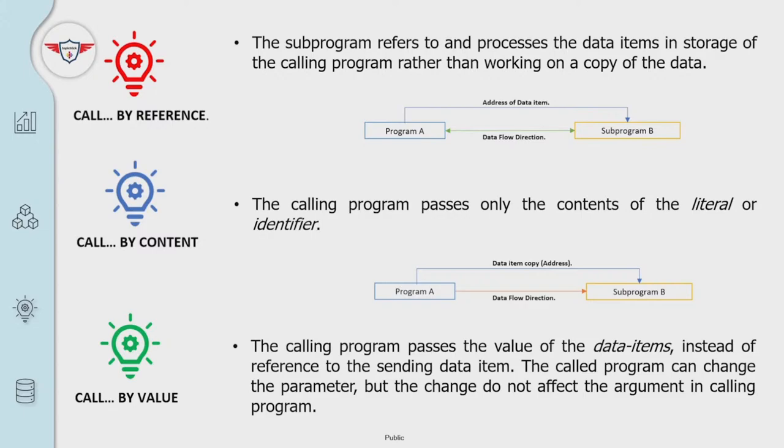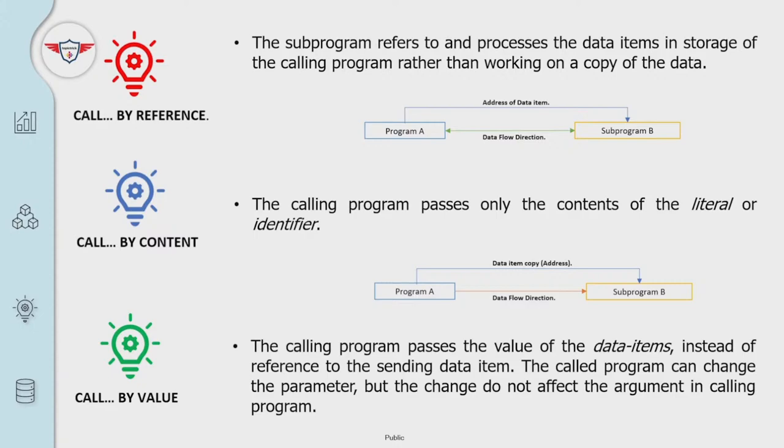The last parameter is call by value. When you use call by value, the calling program passes the value of the data item instead of the reference to the sending data item. The called program can change the parameter, but the change does not have any effect on the calling program's arguments, because the subprogram only has access to a copy of the data.